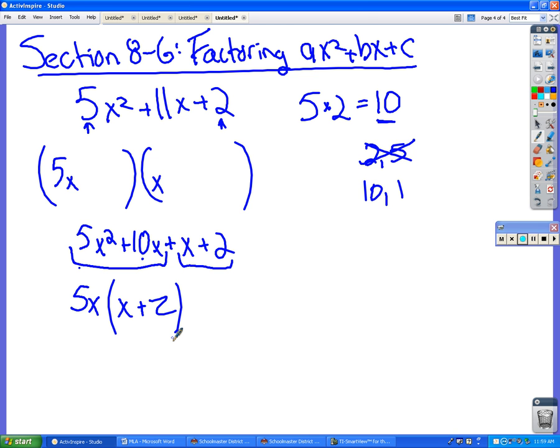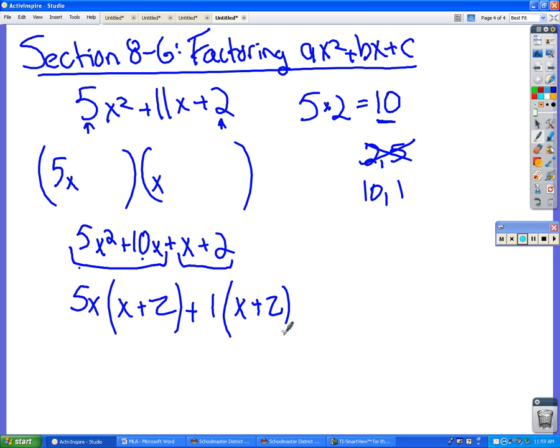Plus, what can I pull out of both an x and a 2? 1. And what will be left here if I pull out a 1? 1 times what is x? x. So we said x plus, what would be left from here if I divide it by 1? 1 times what is 2? 2.